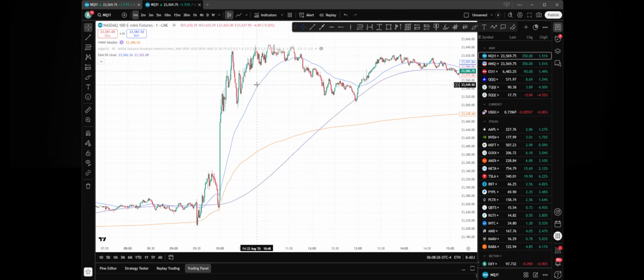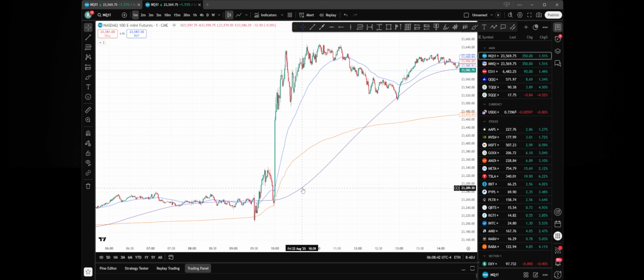So as you can see here, the blue line on my chart is the EMA, and the purple line on my chart is the simple moving average. Now, as you can see, price is constantly above the EMA, below the EMA, above the EMA, below the EMA, as you can see.